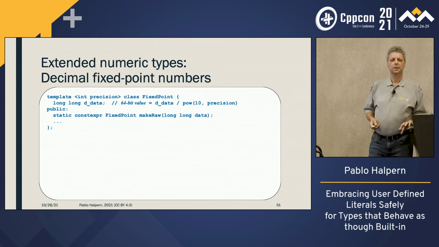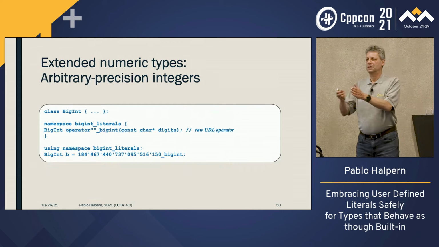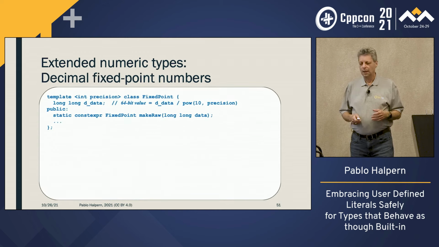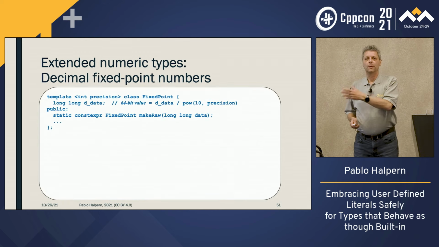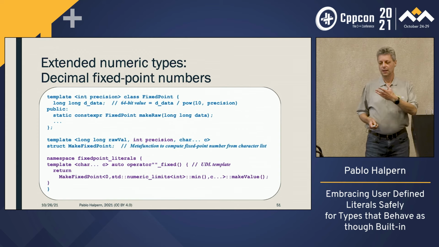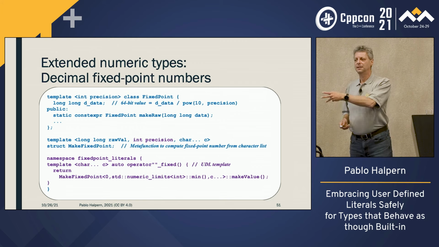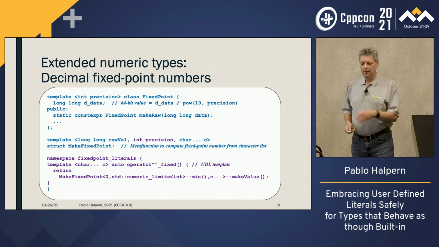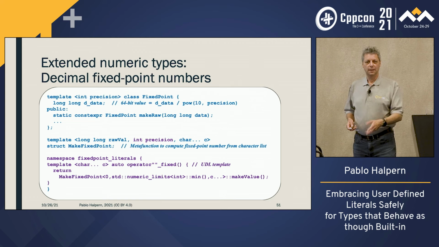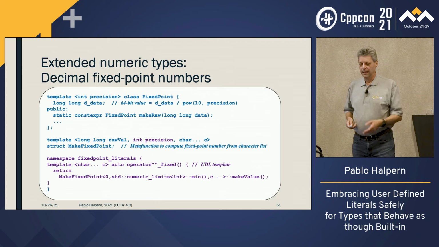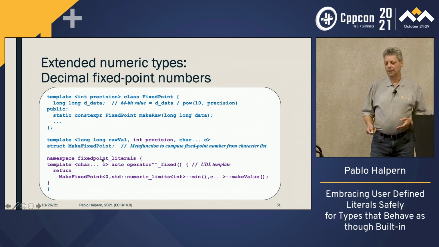Fixed point comes to the rescue a lot of the time, but the number of digits to the right of the decimal point is something you might want to determine at compile time. And in this case, we want to determine not only at compile time, but we want it to be automatically determined based on your literal. So we have a meta function called makeFixedPoint that actually computes the fixed point number and its precision at compile time. And we have an operator template that passes it to make fixed point, okay?